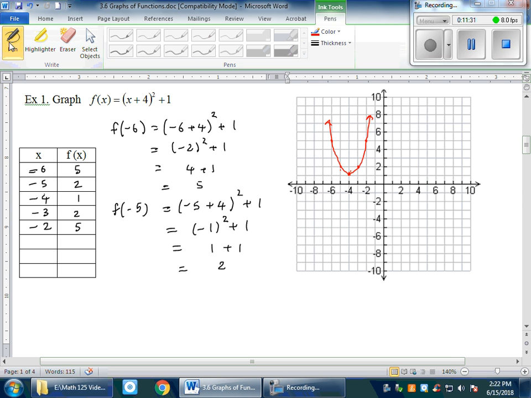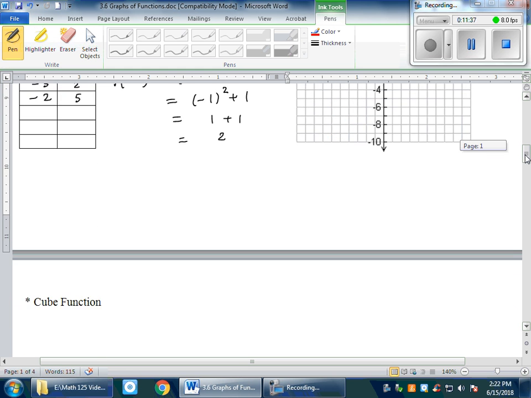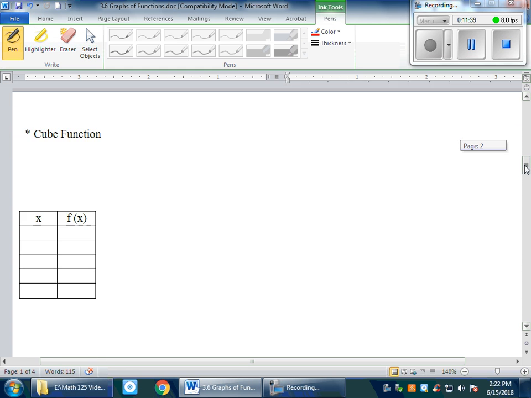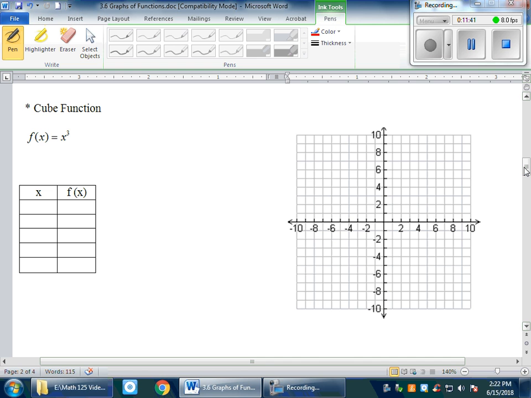But that's how you should be exploring when you're graphing functions. And let's take a look at the next example, which is looking at the cube functions. As you can see, the cube function is f of x equal to x to the third power, and this will be your parent graph.